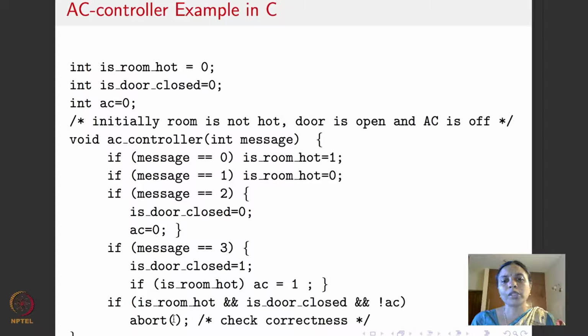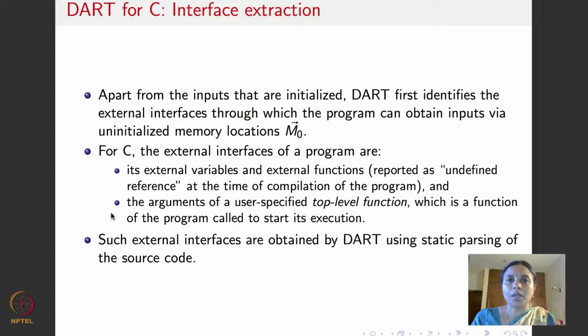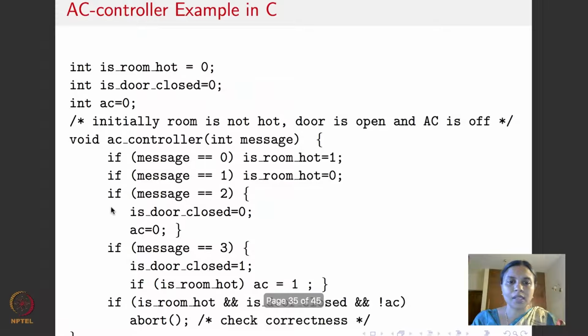So it goes into a state for abort. So this is like an error state for the AC control. So this is a small program which tries to take a message, maybe through a reader, from a user who has his AC as a part of a home control system and tries to do some simple command. We'll see how DART will test such a program and successfully ensure that it reaches this abort statement here.